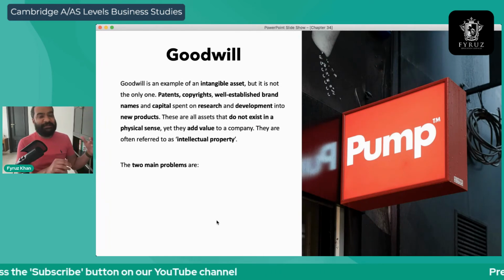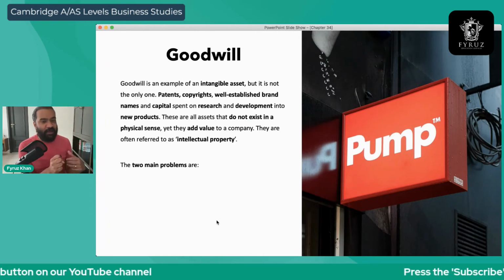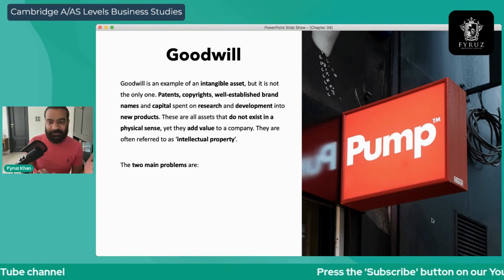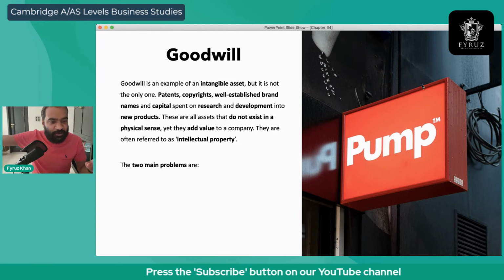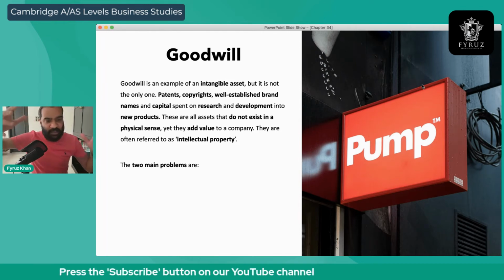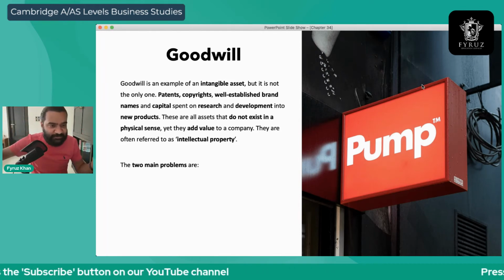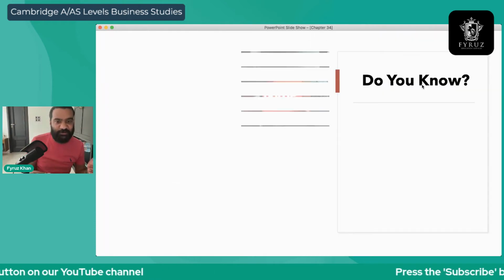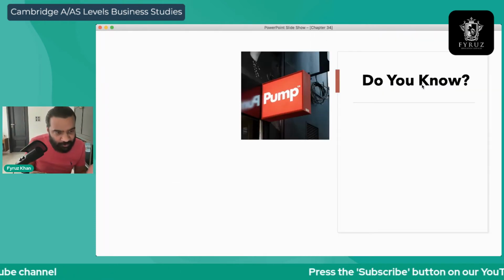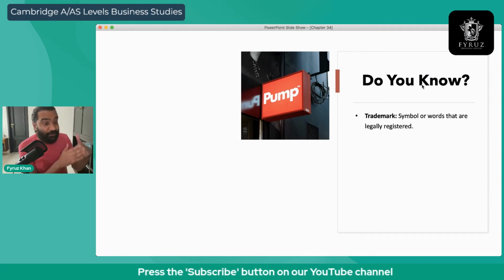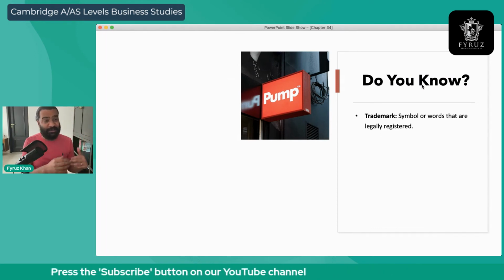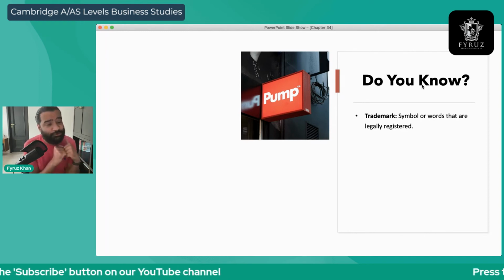So goodwill is an intangible asset, and a trademark can be goodwill. Just look at the picture, trademark. I'm sure you've seen TM, trademark. Okay, and patents, copyrights. We'll talk about this right now. So a trademark is a symbol, a logo. It's a word that is legally registered, right? And Nike, Apple, these are all trademarks.